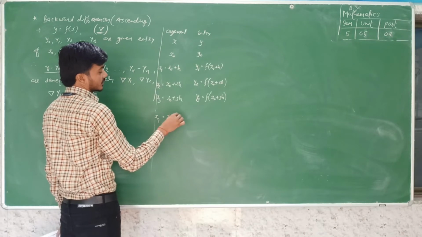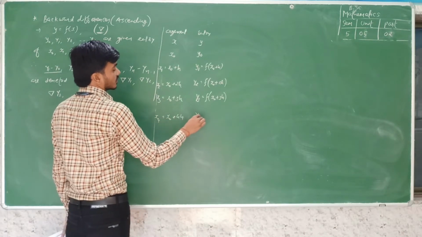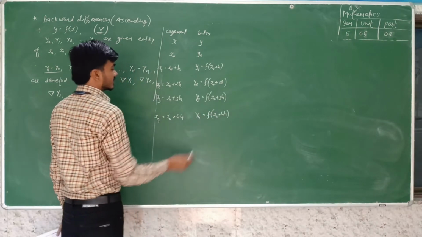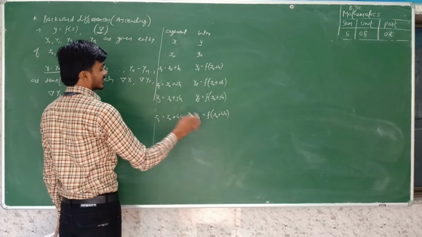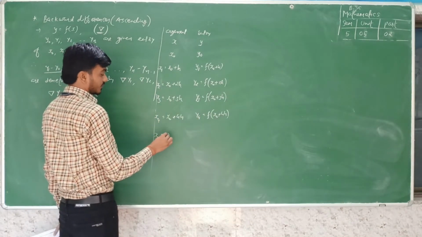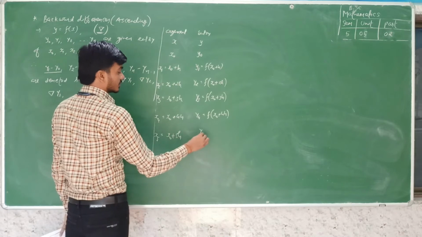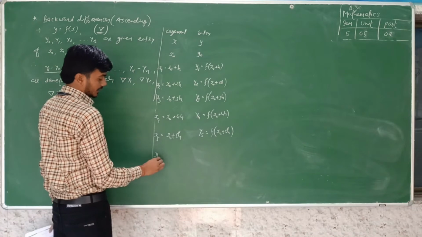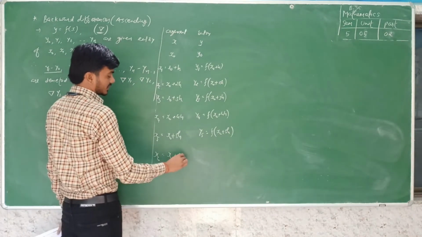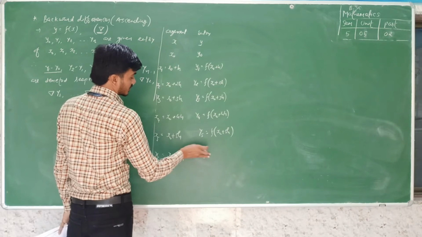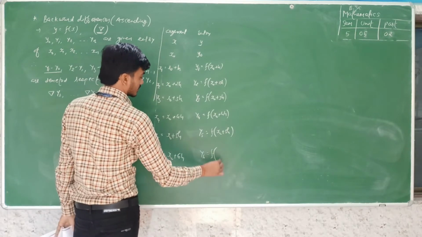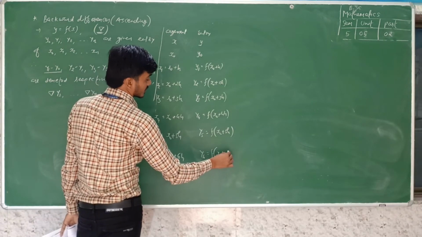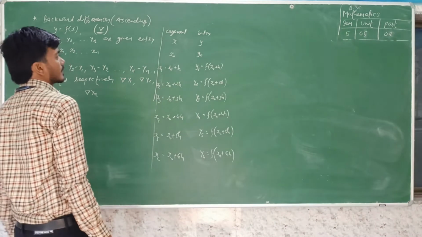x4 is x0 plus 4h, so it produces the output y4, that is f of x0 plus 4h. Directly you can write f of x0 plus 4h, that means y4. Then x5 is x0 plus 5h, so here y5 is f of x0 plus 5h. And x6 is x0 plus 6h, so it produces the output y6, for the corresponding value f of x6, that is f of x0 plus 6h.